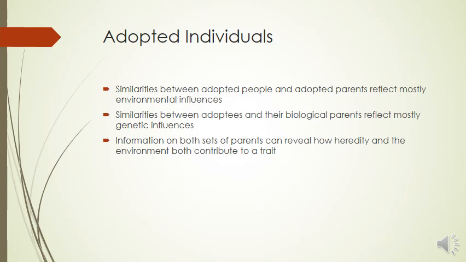An adopted person typically shares environmental influences, but not many gene variants, with the adoptive family. Conversely, adopted individuals share genes, but not the exact environment, with their biological parents. Therefore, similarities between adopted people and adoptive parents reflect mostly environmental influences, whereas similarities between adoptees and their biological parents reflect mostly genetic influences. Information on both sets of parents can indicate how heredity and the environment contribute to a trait.